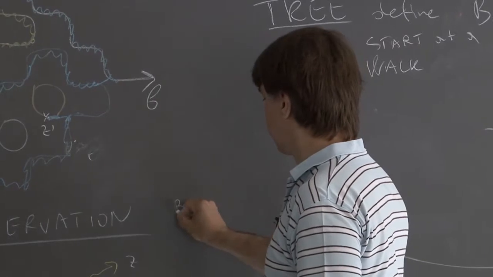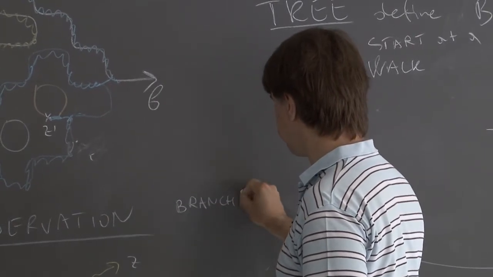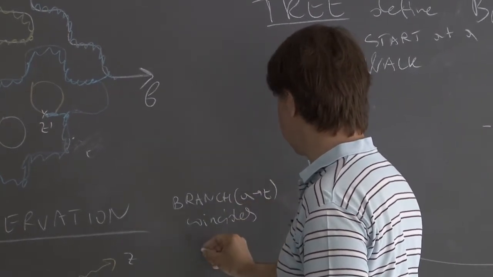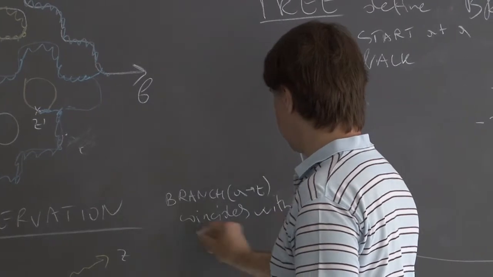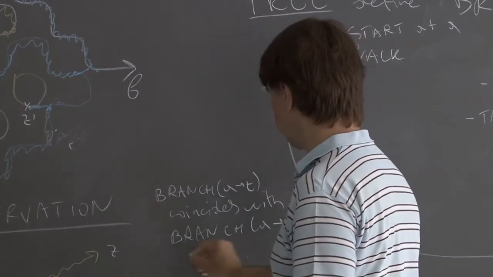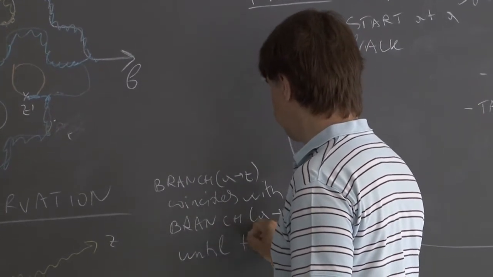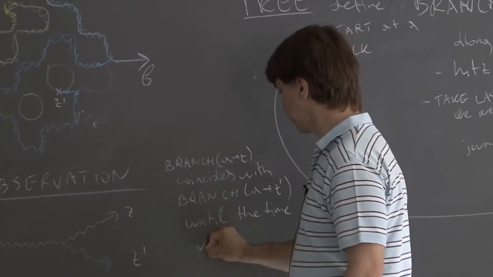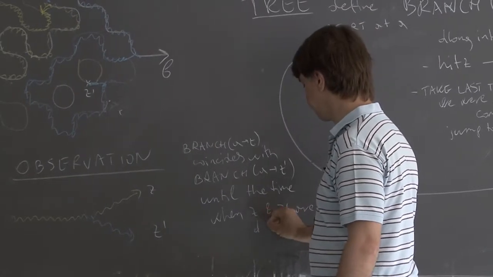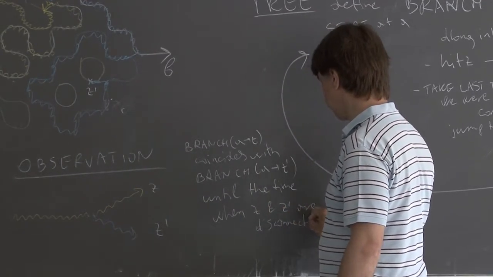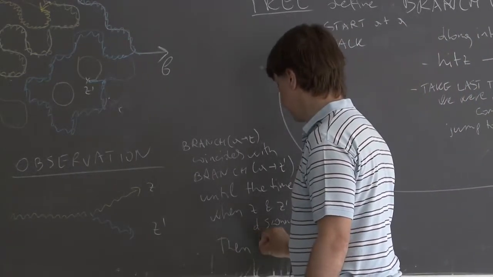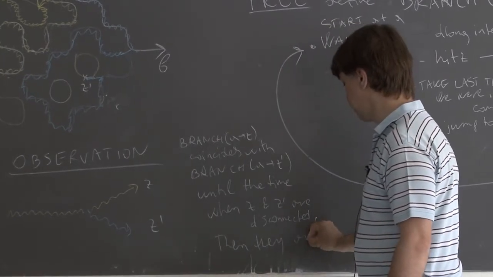So the branch from A to Z coincides with the branch from A to Z prime until the time when Z and Z prime are disconnected. And after this time, these branches are independent.